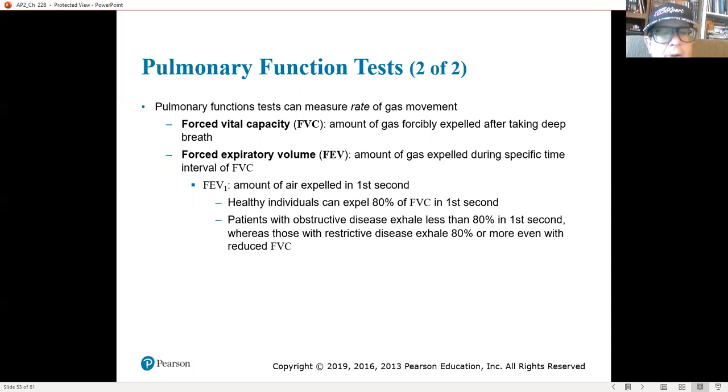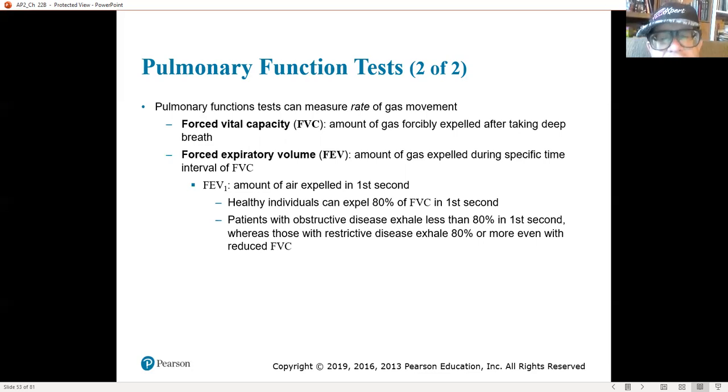Okay, so pulmonary tests can measure the amount of gas that we can move and how fast we can move it. An example of that would be your forced vital capacity. That's the amount of air that you can forcibly expel after taking a deep breath. Okay. And forced expiratory volume is gas expelled during a specific time interval of the forced vital capacity. So, amount of air you can expel in a second.